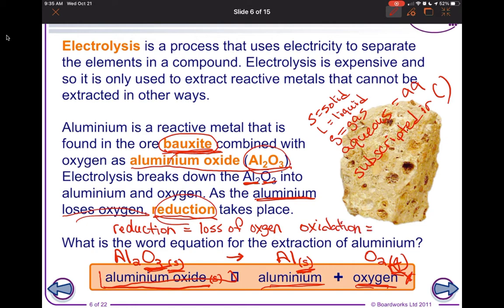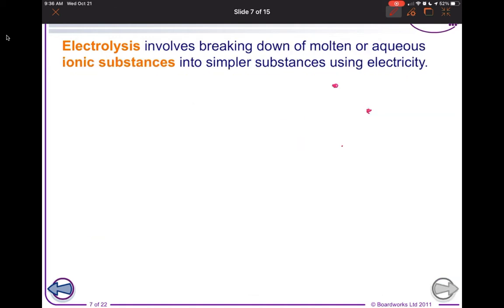Oxidation, just as it sounds, is the gaining of oxygen by an element or compound. We're going to look more at that today. So one way of looking at oxidation and reduction is losing oxygen. Oxidation is gaining oxygen. All right, moving right along here.